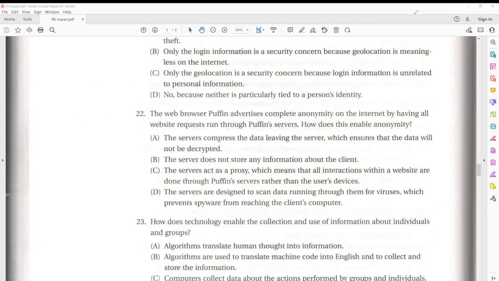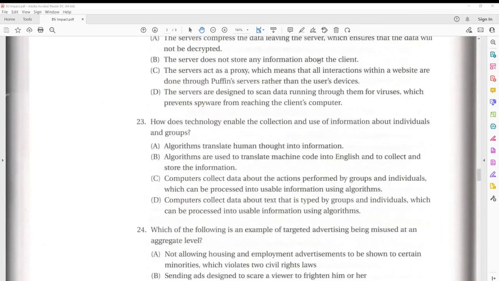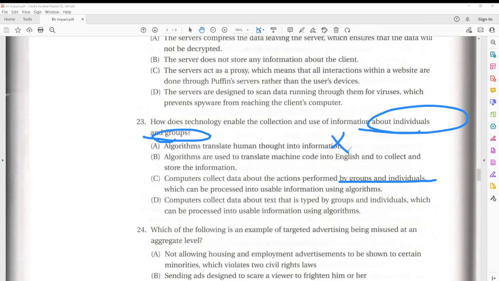23: how does technology enable collection of user information, individual or group? Here, computers collect data about the actions performed by groups and individuals. Here you must have a group and individual, that's a keyword. So A actually translates human thought into information. There's no group, no individual. So it's a technical translation.